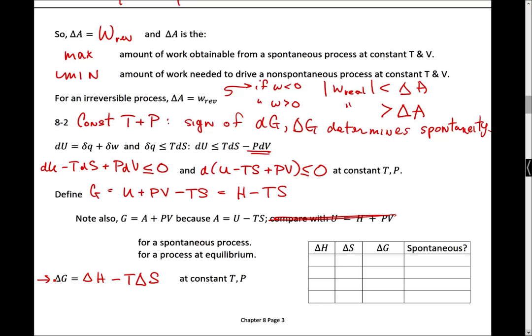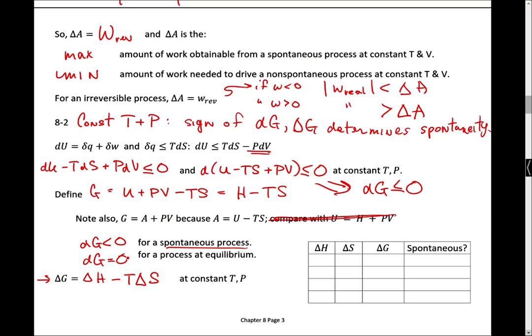So before we talk about this, let's just complete our discussion. We've established up here that this function, which we now know is G, has got to be less than or equal to 0. So that can be written as dG less than or equal to 0. And if we're talking about a spontaneous process, dG is going to be less than 0. If we talk about a process that's at equilibrium, that's when the equality holds and dG is equal to 0.